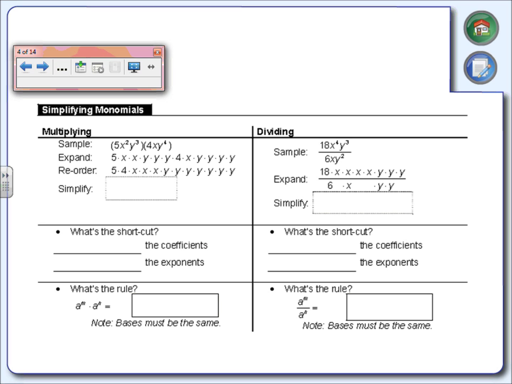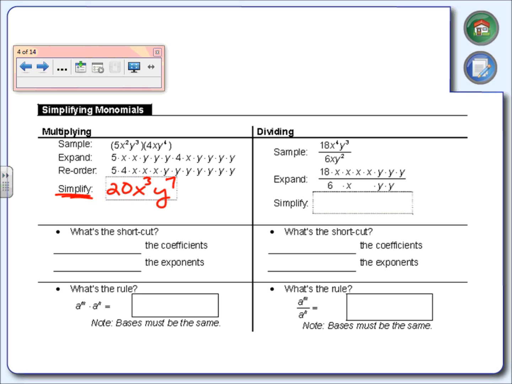And then they did the same thing with the second monomial. 4x y to the 4th is y times y. Once they've expanded it, they reordered it, put all the x's next to each other, put all the y's next to each other. And now we're ready to simplify. So if I multiply 5 times 4, we get a 20. If I multiply all the x's together, x times x times x, we're going to end up with an x to the what power? 3rd. If I do the same thing with the y's, y times y times y times y times y times y times y, we end up with y to what power?